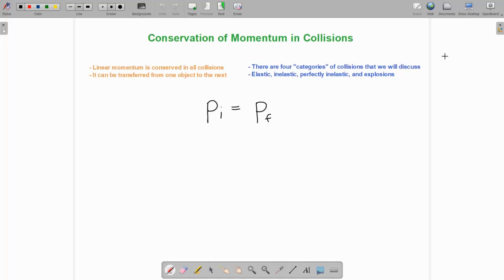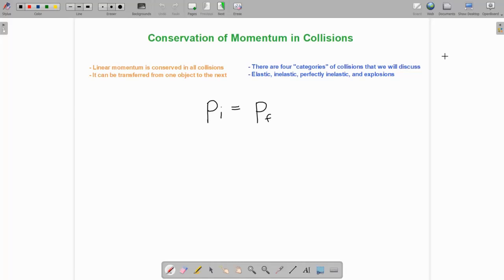Brengle, and today we are going to talk about momentum in collisions. So there's basically four categories of collisions that we're going to talk about: elastic, inelastic, perfectly inelastic, and explosions. We'll dive deeper into those in the next couple slides.